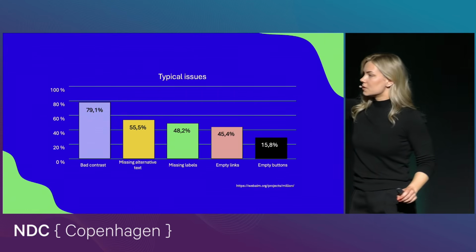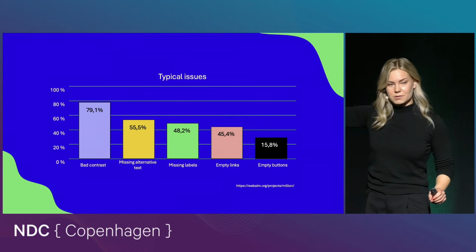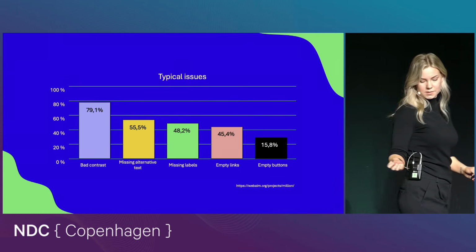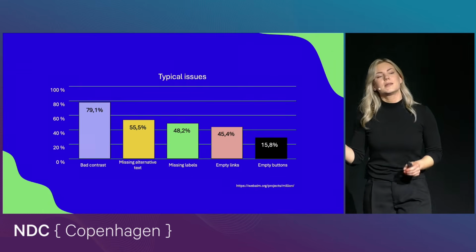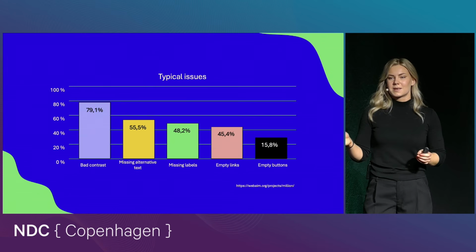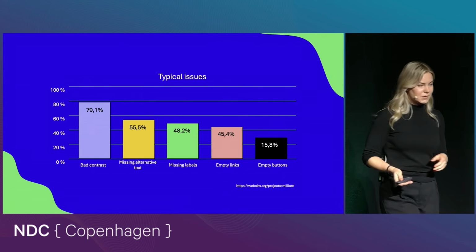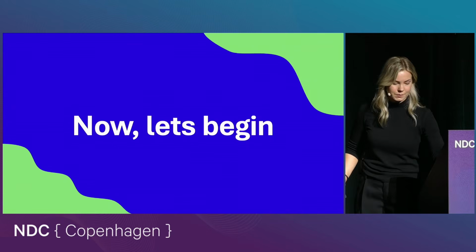Almost 80% of all websites have bad contrast. And then we have missing alternative text, we have missing labels, we have empty links and empty buttons. So this is a huge problem, and that's why we should finally begin.